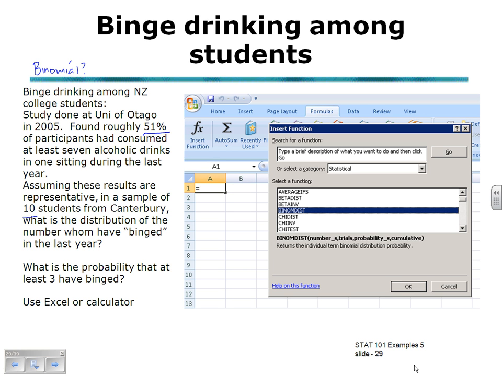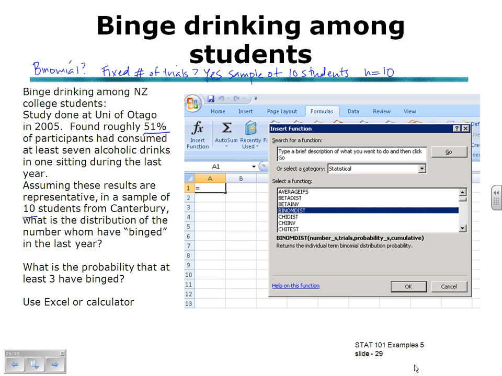The procedure has a fixed number of trials. In this case, fixed number of trials, we have a sample of 10 students, so n is 10. Sample of 10 students, so n is our fixed number of trials.